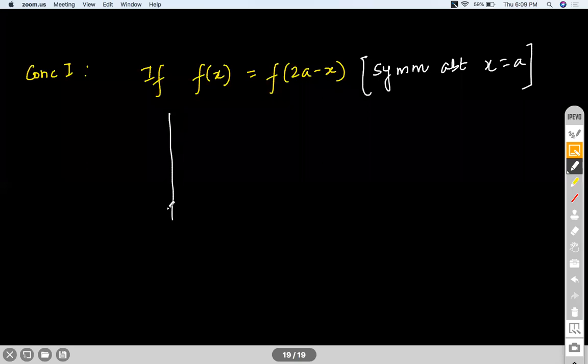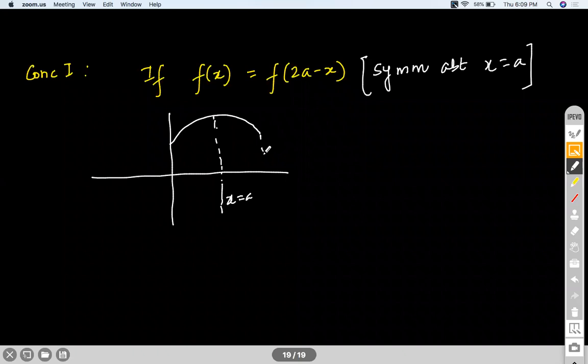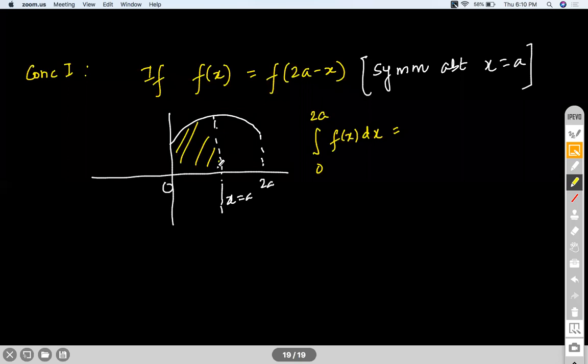If a function is symmetrical about x equal to a, let's say the graph of the function is like this. This is your x equal to a line. So if you're integrating this function from zero to 2a, it is as good as saying, take this area and double it up. That means take the area from 0 to a and double this area up.